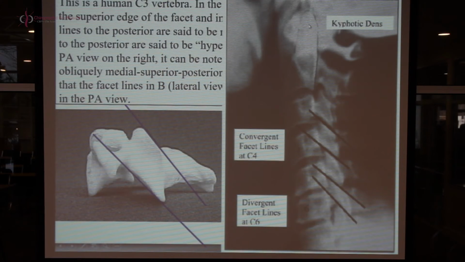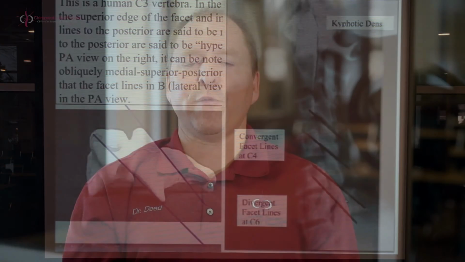So just as an example, here's a kyphotic dens. Here's convergent facet lines at C4, and then here's divergent facet lines at C6. So you can see at different levels in the same X-ray, you can have different shaped facet surfaces. Now, do they correlate to the segmental angle of curve at those levels, and do they correlate to the total angle of curve? That remains to be answered in this particular project.